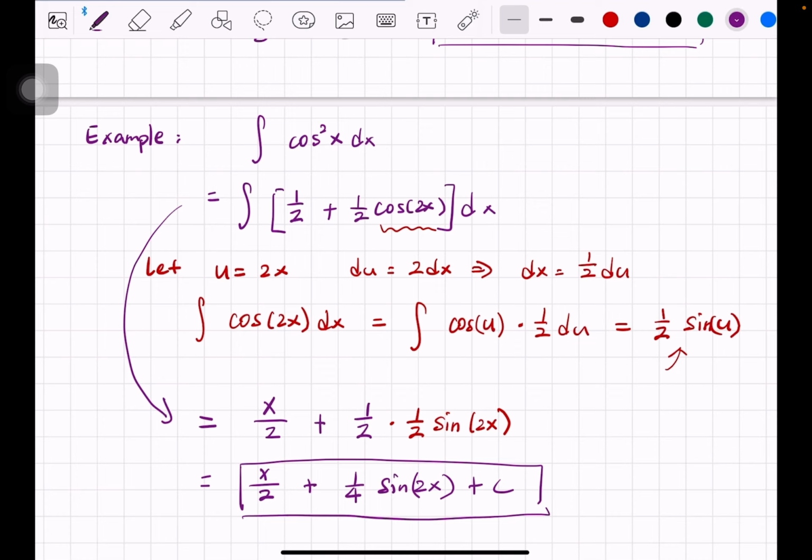So that means when we have an even power for the cosine function, we will use the double angle formula.